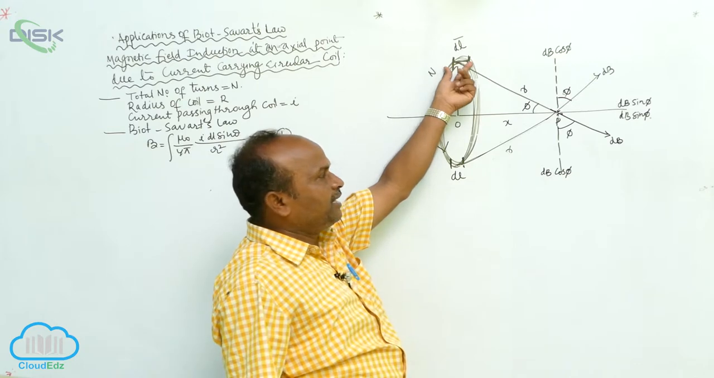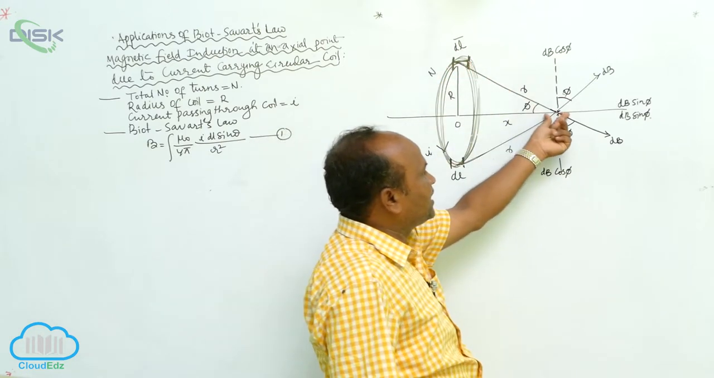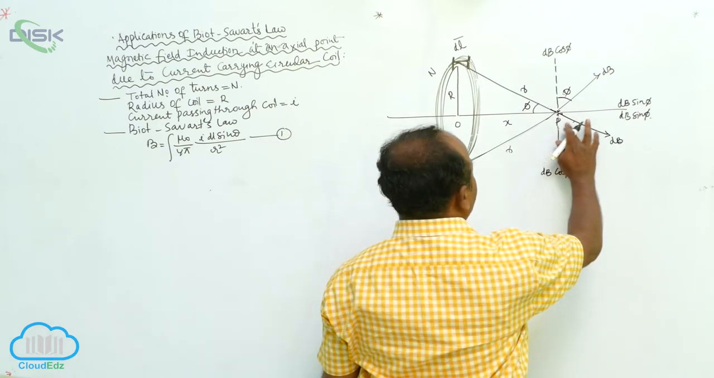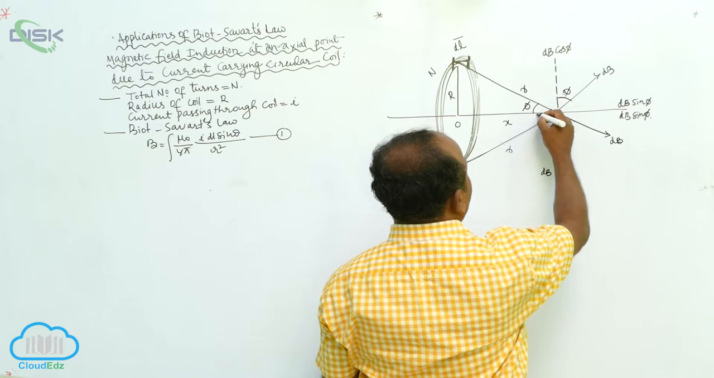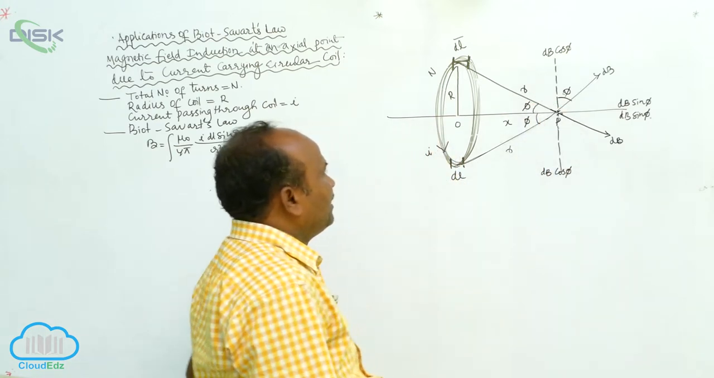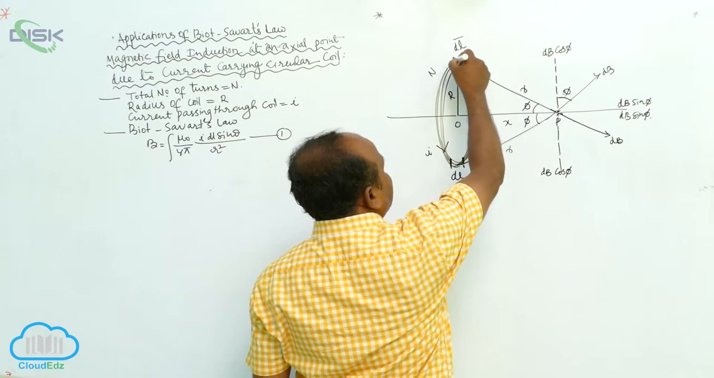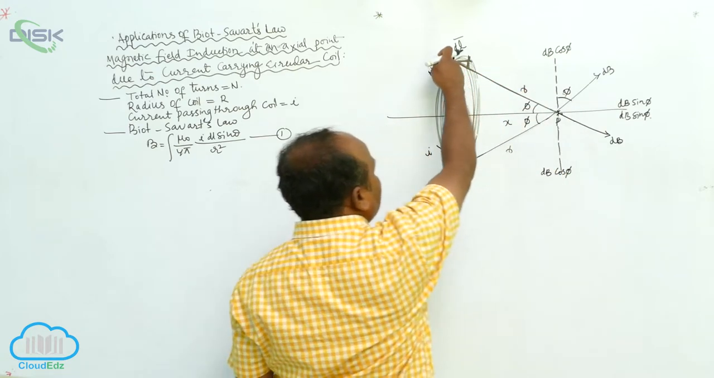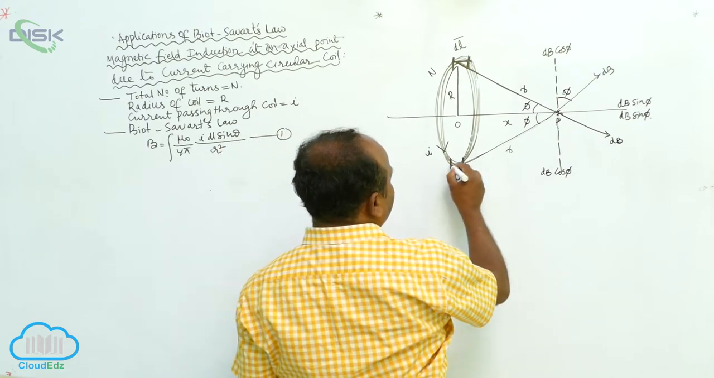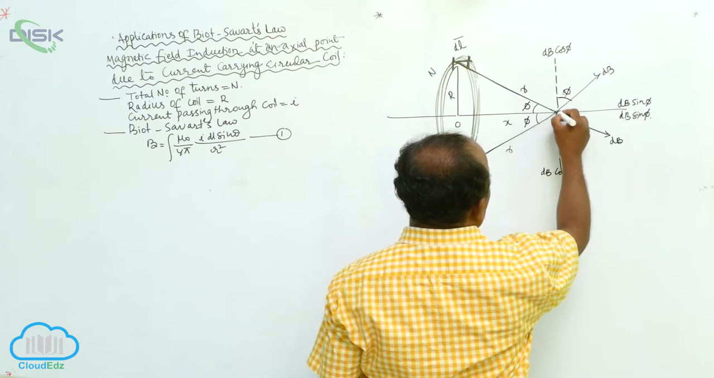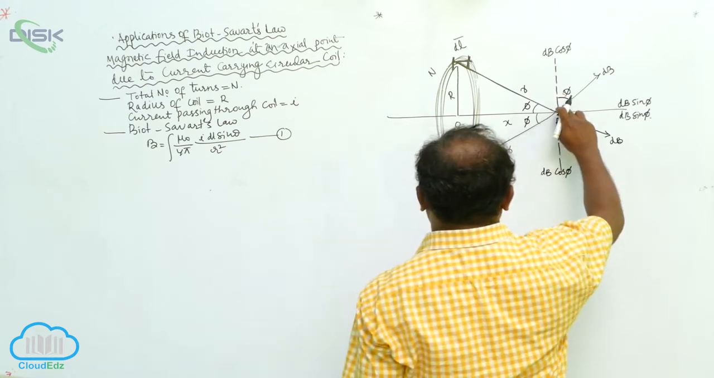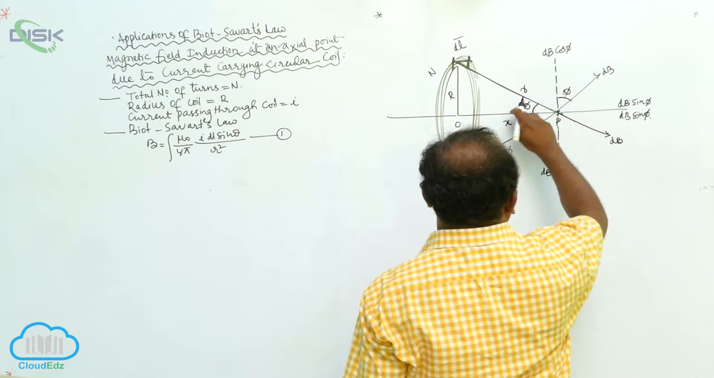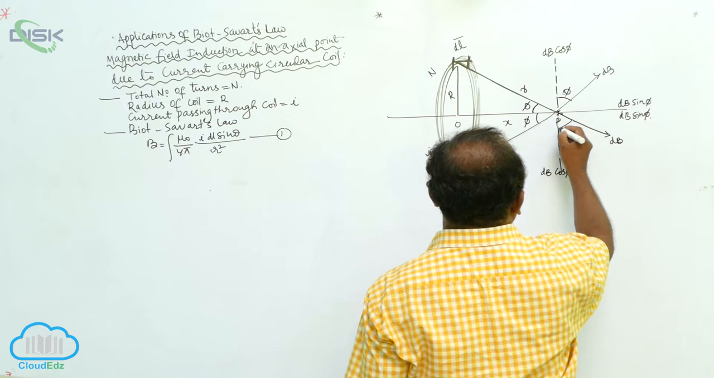Due to this current element, the magnetic field induction is represented by dB. This length element is at a distance of r from the point P. On exactly the opposite side, there is another current element, also at a distance of r from the point P. This vector radius r makes an angle phi, and this is also phi.